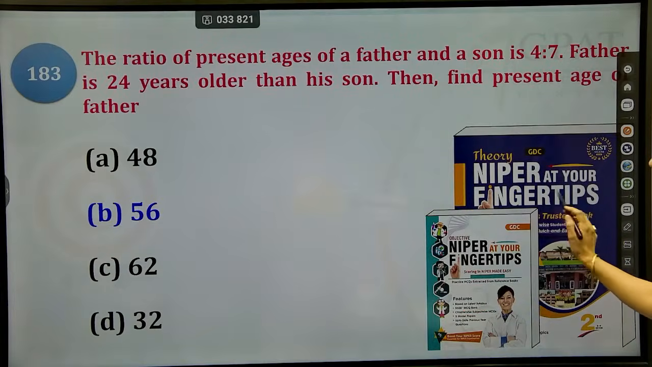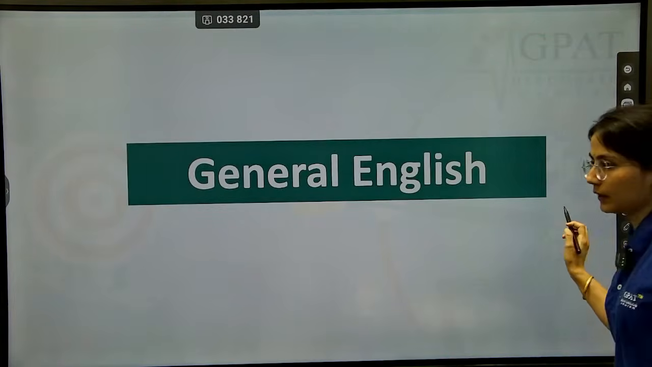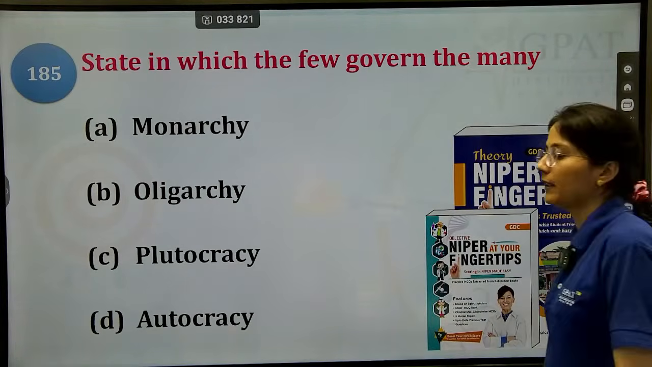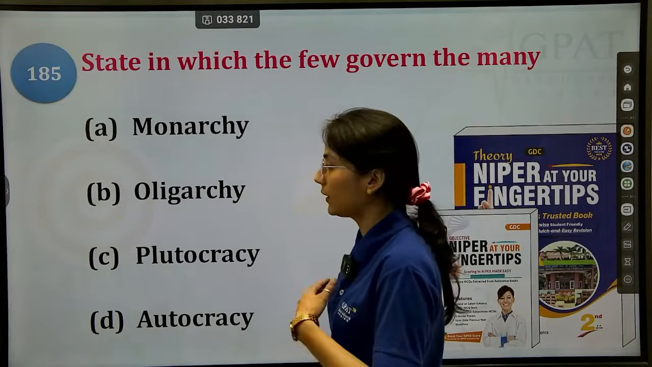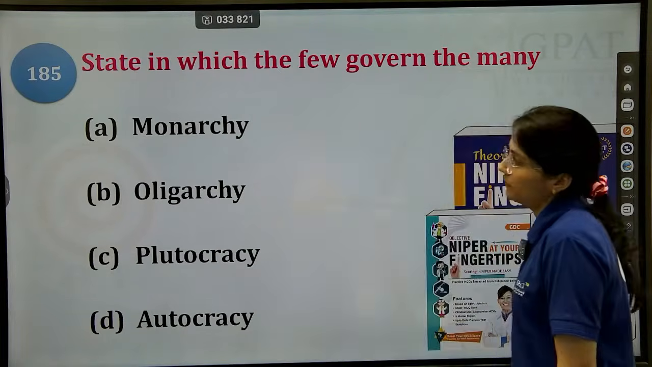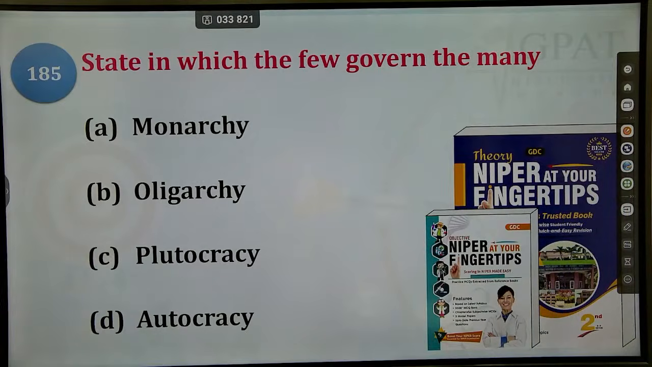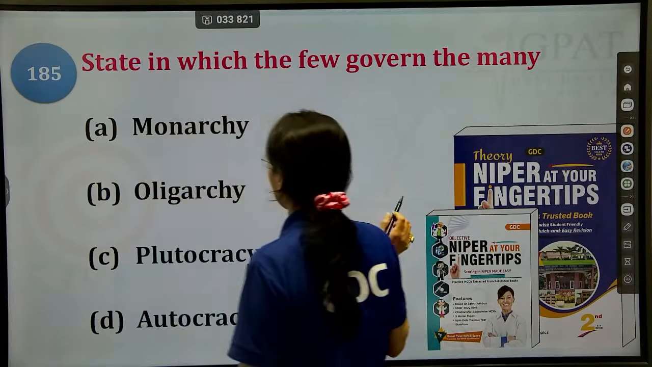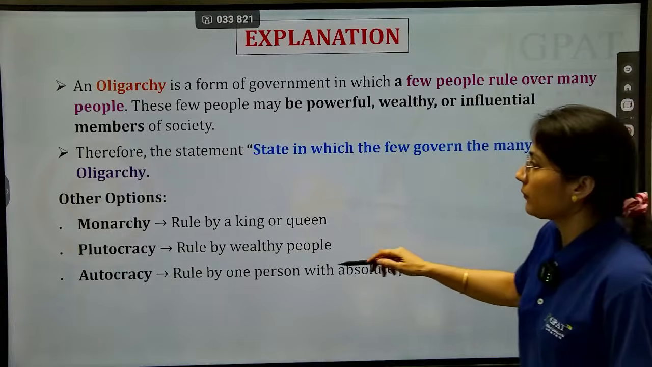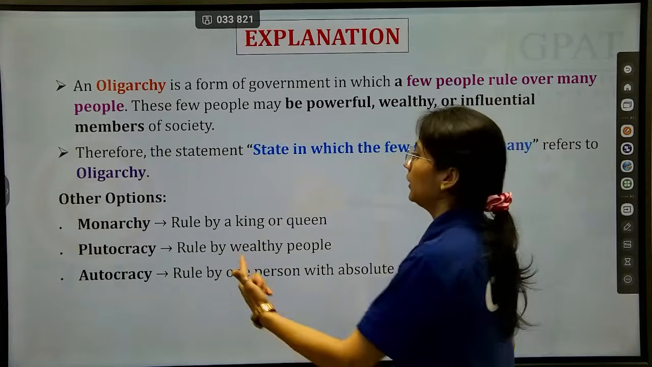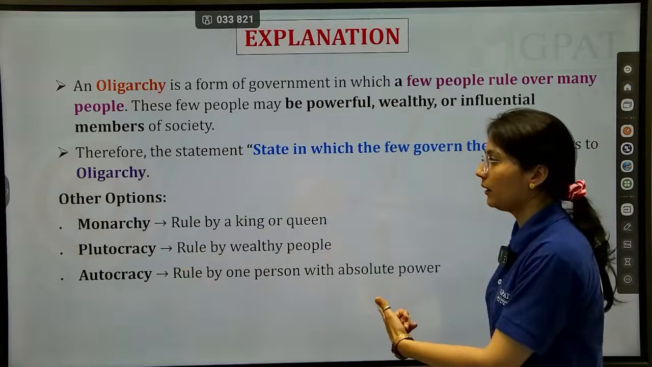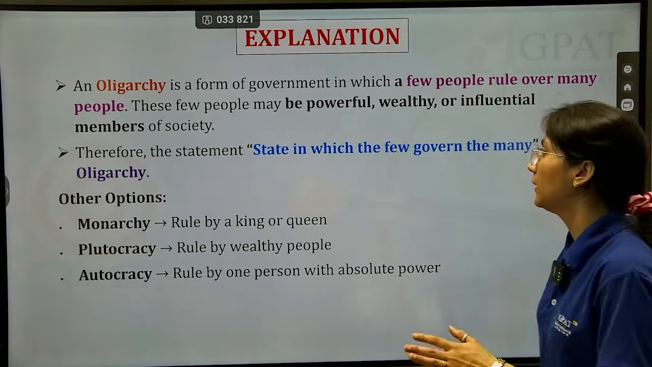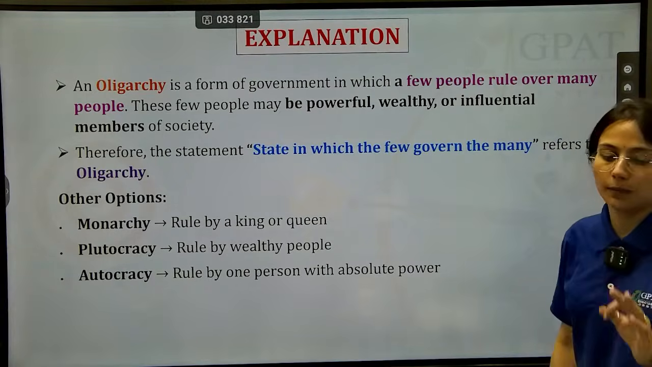Now move to the next English part. The state in which the few govern the many: monarchy, oligarchy, plutocracy, autocracy. The answer is oligarchy, option number B. Monarchy, ruled by a king or a queen. Plutocracy, ruled by wealthy people. Autocracy, ruled by one person with absolute power. So the answer is oligarchy, state in which the few govern the many.